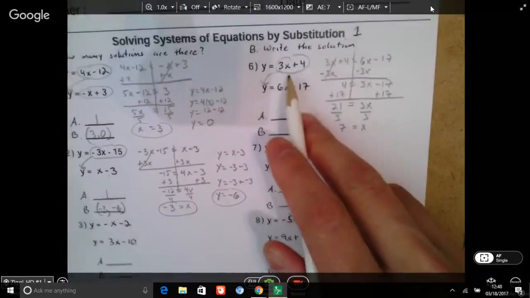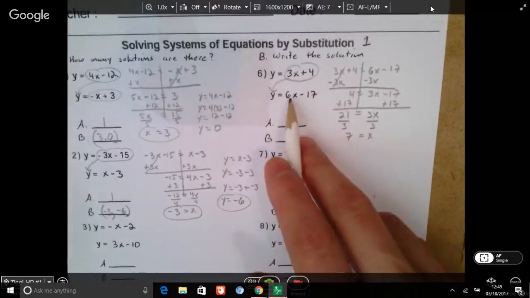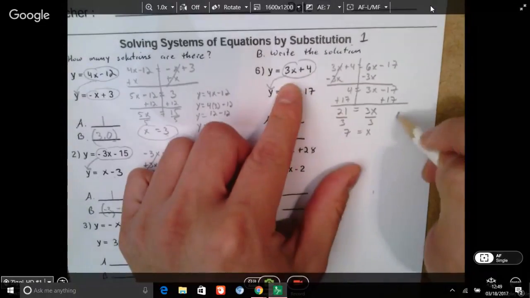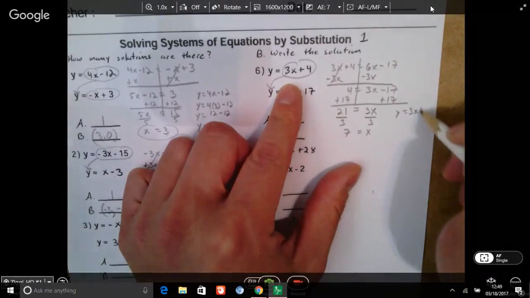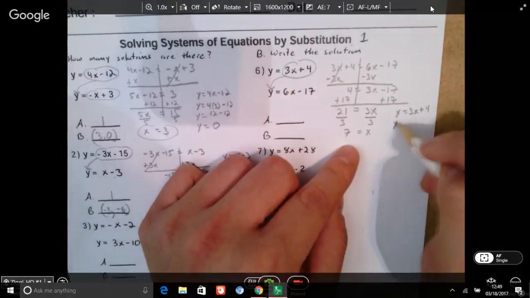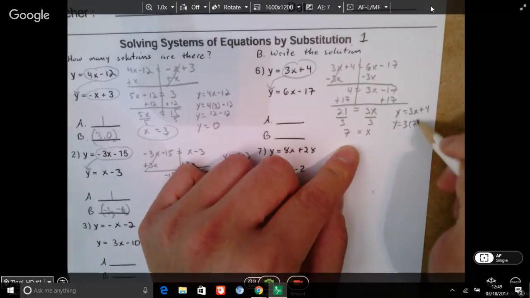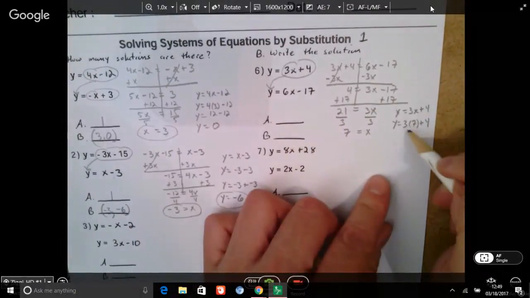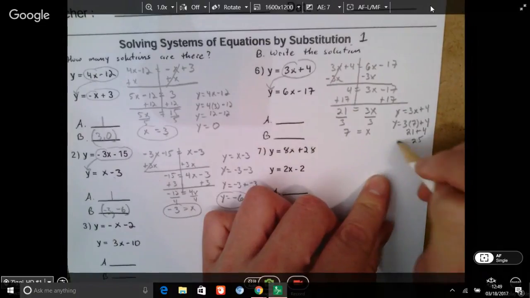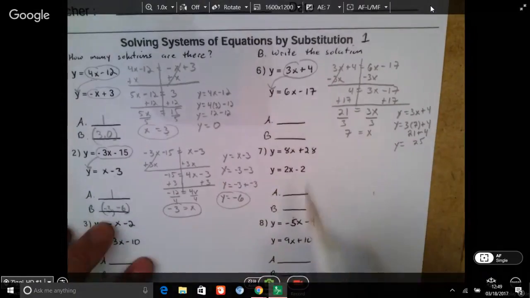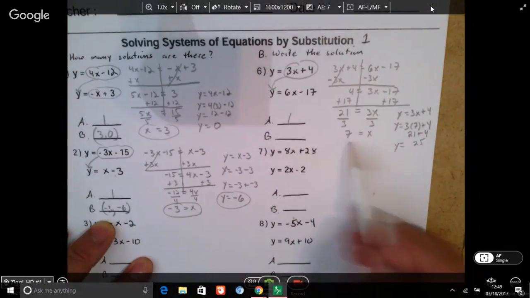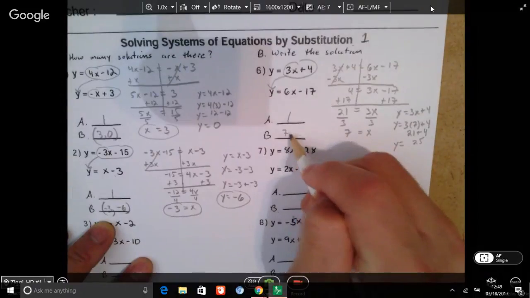Let's go back to this y equals 3x plus 4 just because those numbers are smaller than 6x minus 17. And I'll plug in the x. So y equals 3x plus 4. I know now that x is 7. So y equals 3 times 7 plus 4. 3 times 7 is 21. 21 plus 4 is 25. So y is 25. So how many solutions are there? There's just one solution. What is the solution? x is 7, y is 25. So 7, 25.